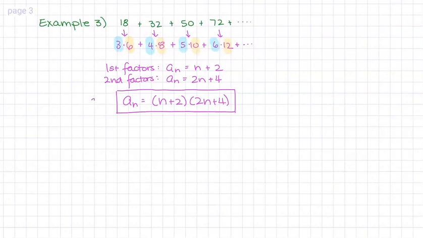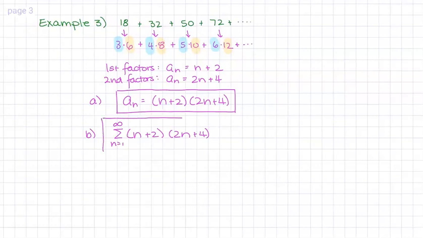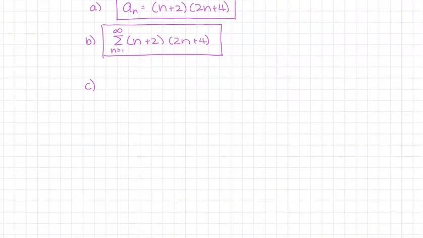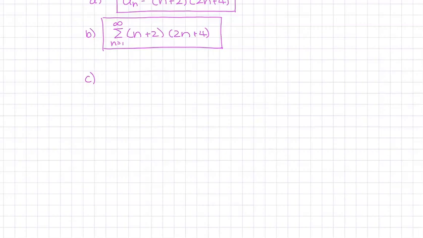That's part A. Part B then, very simple. You just copy that same exact formula for a sub n into your argument. Boom. No work for part B. If you got part A, you got part B. And then part C, we're just going to multiply it out and use the formulas. So the nth partial sum is the summation as i goes from 1 to n of i plus 2 times 2i plus 4.